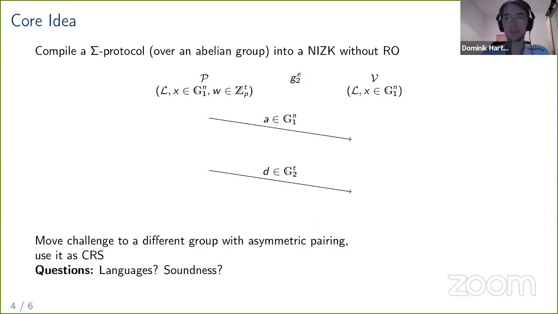And this also limits what languages we can prove statements about, because inherently, if we want to exploit that the challenge and the language are in different groups, then of course our language can't span both pairing groups or even the target groups. So something like pairing product equations is quite unlikely. And so the best we can currently do are algebraic languages, which only live over a single group.